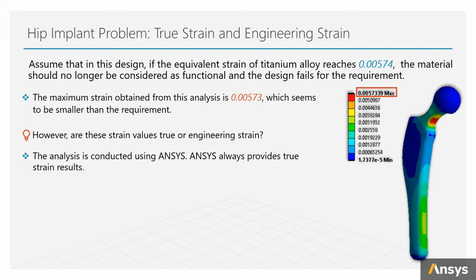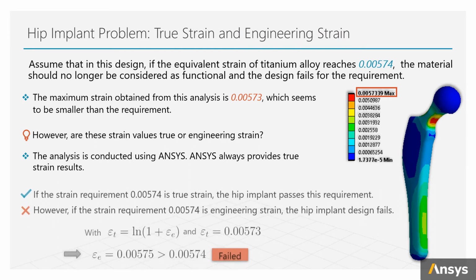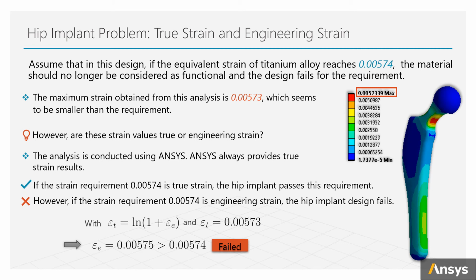The analysis is conducted by ANSYS, and ANSYS always provides true strain result. This means the equivalent strain result is a true strain value. So if the strain requirement, 5.74 micrometer, is also a true strain value, the hip implant design passes this requirement. However, if the strain requirement is in engineering strain, we need to do a conversion before comparing the two values.